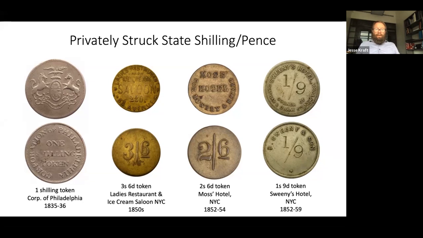You have a 3 shilling sixpence token issued by the Ladies Restaurant and Ice Cream Saloon in New York City in the 1850s. There's a 2 shilling sixpence token from Moss's Hotel, also in New York City. And finally, a 1 shilling ninepence from Sweeney's Hotel in New York City. These three on the right issued tokens in several different denominations, not just those shown. So it's kind of interesting that you can collect complete sets of these. Some of them go from sixpence all the way up to several shillings.